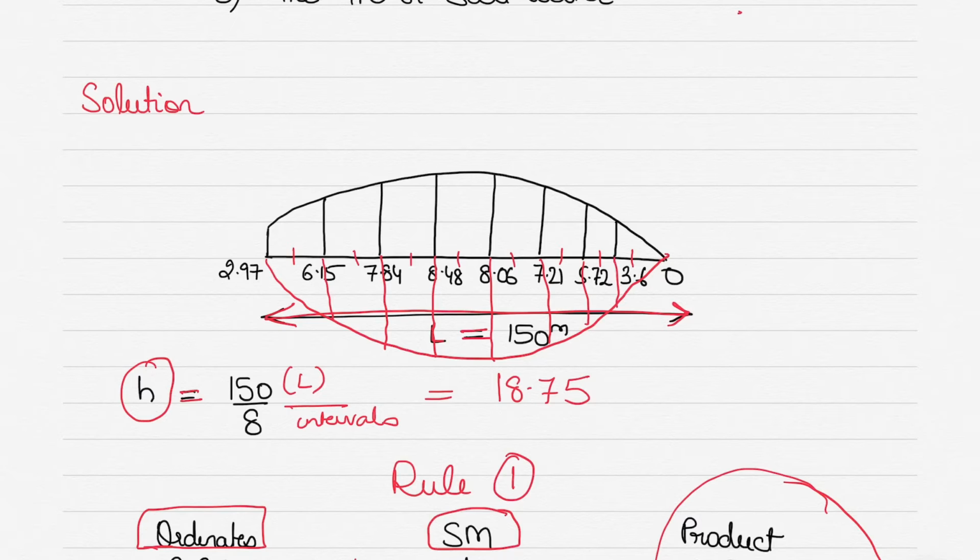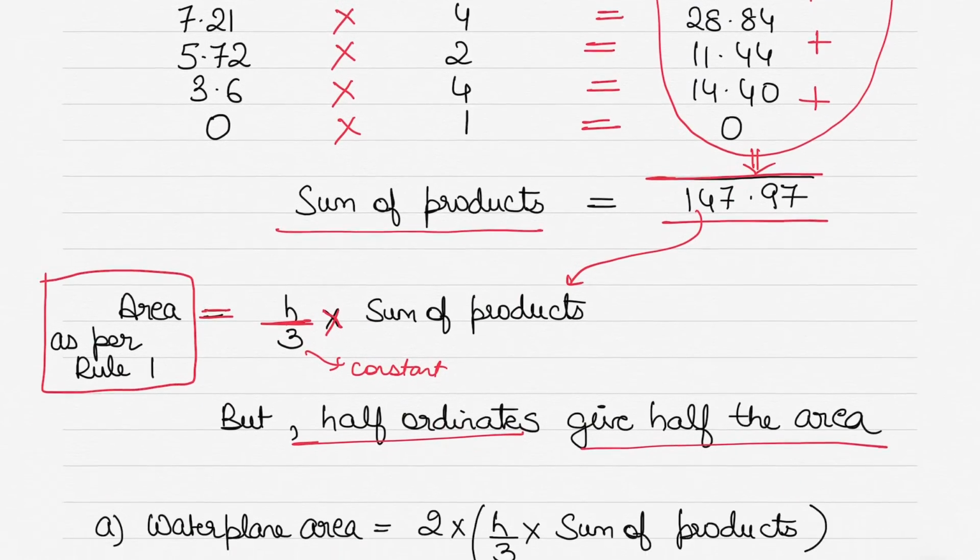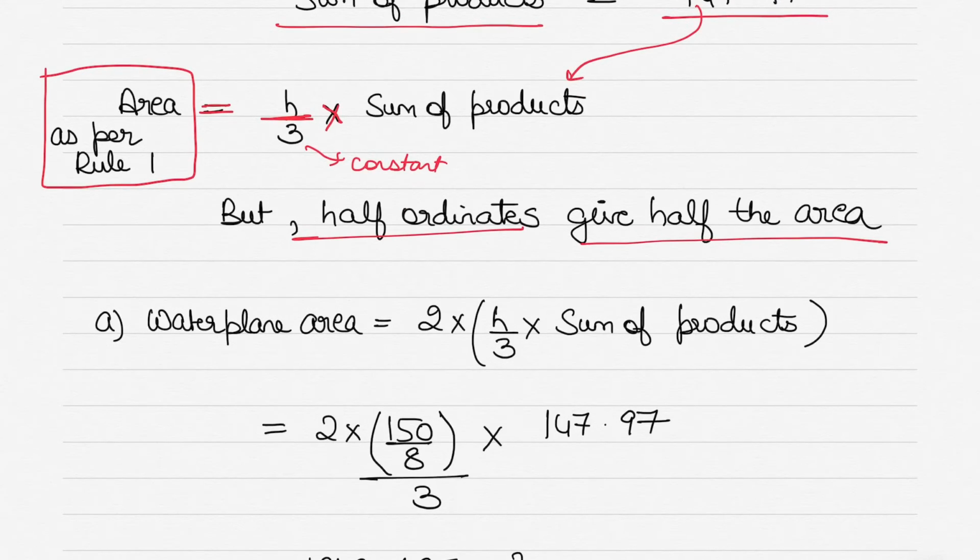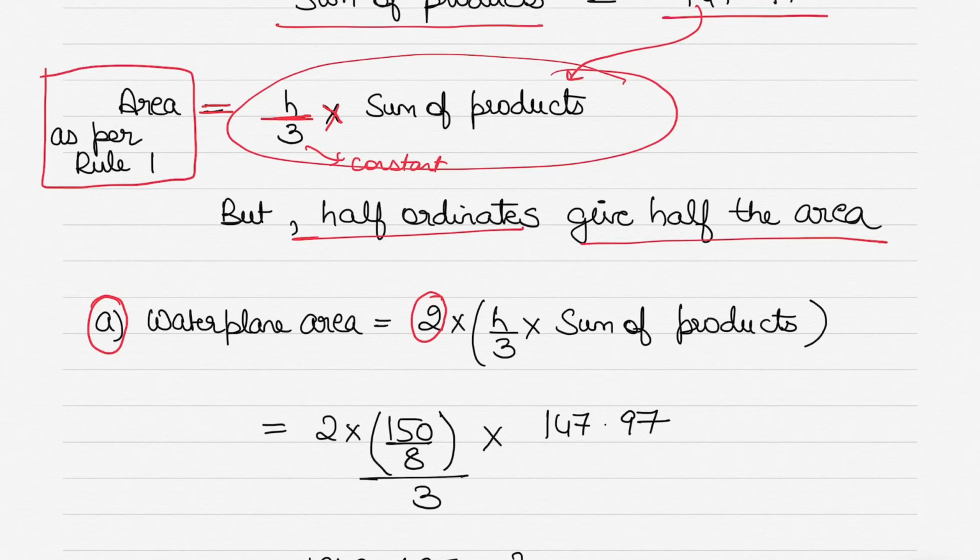So if you want the full area, you need to calculate the full area. What you do is calculate the area as per Simpson's rule 1 and then multiply it by 2. So I took this formula here, I put it here, and I have multiplied by 2, because if I multiply it by 2, it will give me the full area. If I just use half the ordinates, I will get only half the area of the water plane. So that's why I have multiplied by 2, so that I get the full area, right? Therefore 2 is twice the area.